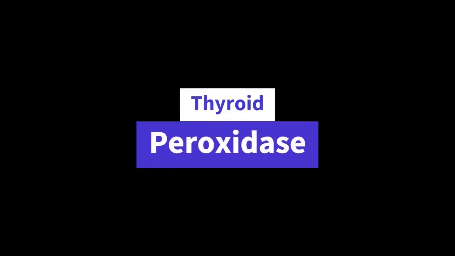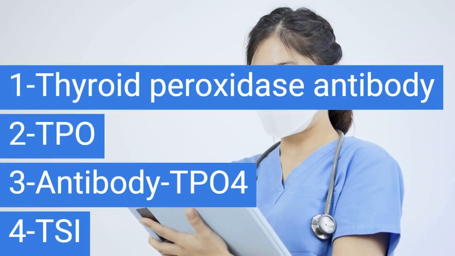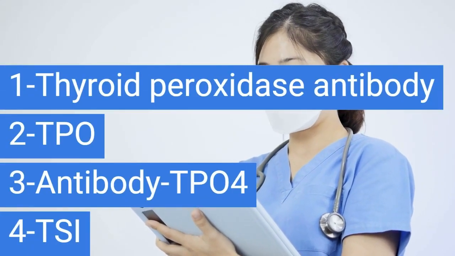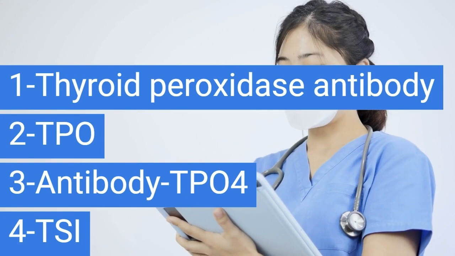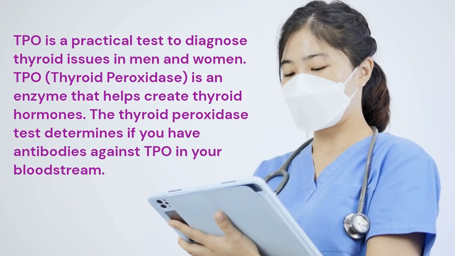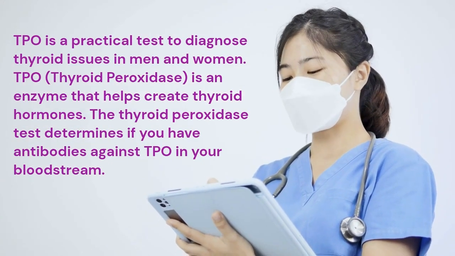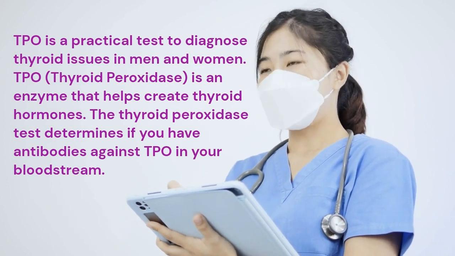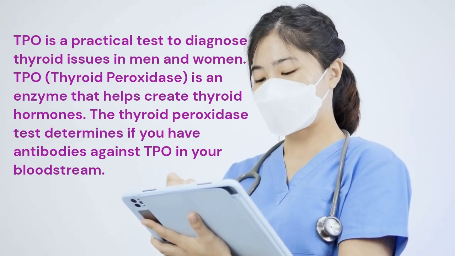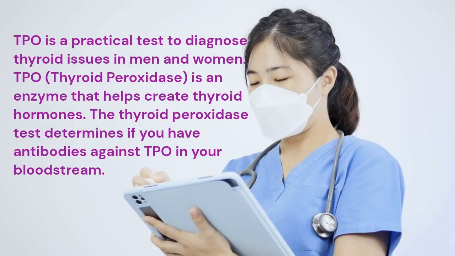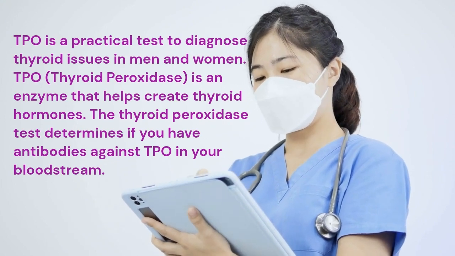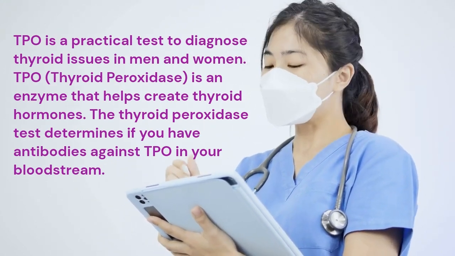Thyroid peroxidase. Other names for the test: thyroid peroxidase antibody, TPO, antibody TPO, TSI. TPO is a practical test to diagnose thyroid issues in men and women. Thyroid peroxidase is an enzyme that helps create thyroid hormones. The thyroid peroxidase test determines if you have antibodies against TPO in your bloodstream.